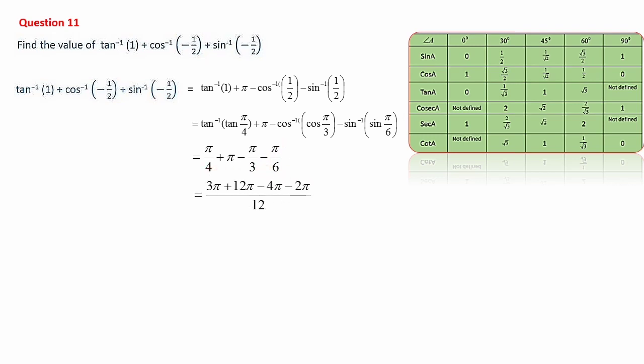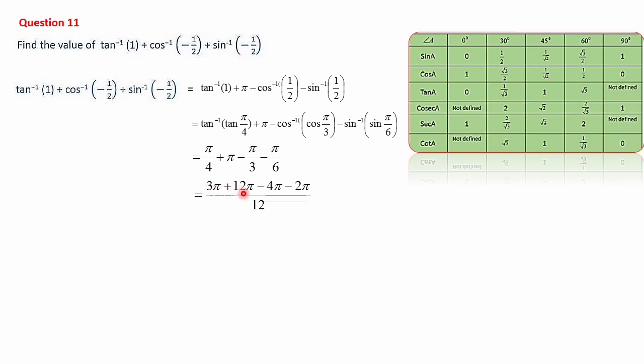The LCM is 12. When you divide 12 by 4, you get 3. So that 3 you have to multiply here, 3 pi, plus here there is no denominator, that means 12 we have to multiply, 12 into pi, minus here the denominator is 3. 12 by 3 is 4. That 4 you have to multiply in the numerator, that is 4 pi, and here the denominator is 6. You divide 12 by 6, that is 2, so minus 2 pi.